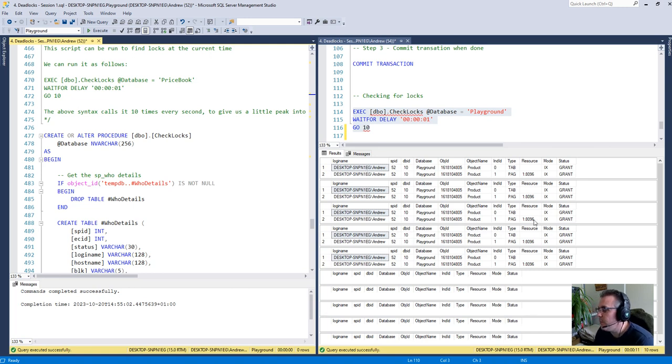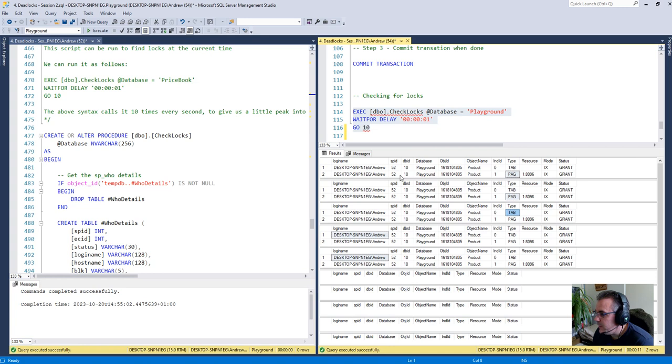Also good as a developer when you're running a stored proc and it's quite intensive. Maybe you don't want table locks. If your default isolation level is read committed, then you'll most probably be getting table locks and page locks. If you're actually not bothered about that, you can set the isolation level to read uncommitted, and you'll notice that when you run it again, your table locks have gone. So I've done that a couple of times.